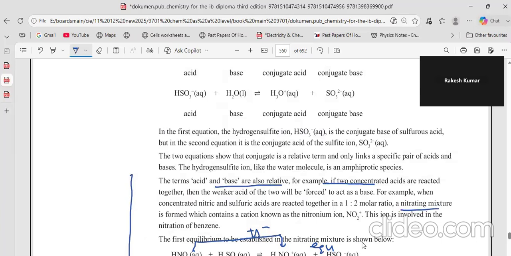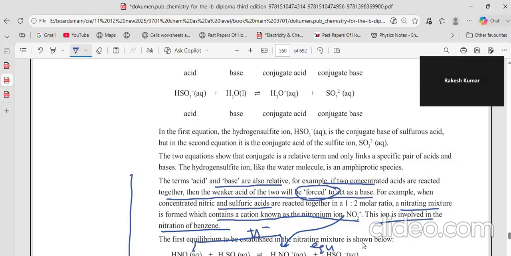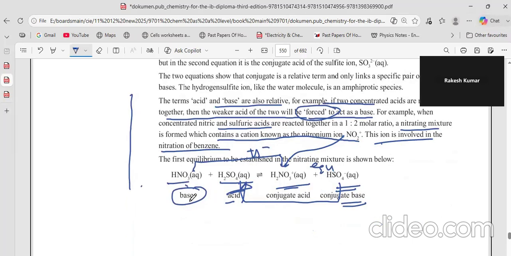For example, if two acids are present, the weaker acid will be forced to act as a base. The weaker acid will be forced to act as a base. For example, a concentrated nitrating mixture contains a cation called NO2 plus. You can break this up into water and this HNO2. So this ion is involved in the nitration. This is the weaker acid, so it acts as a base.